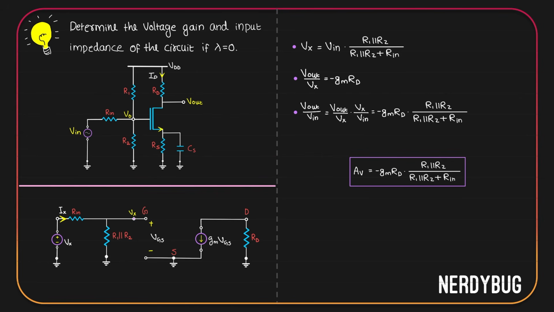This is pretty simple. You can see the current Ix will flow through Rin and then R1 parallel to R2. So the equivalent resistance there is Rin plus R1 parallel to R2. Vx by Ix is going to be Rin plus R1 parallel to R2. And that will be our input impedance.